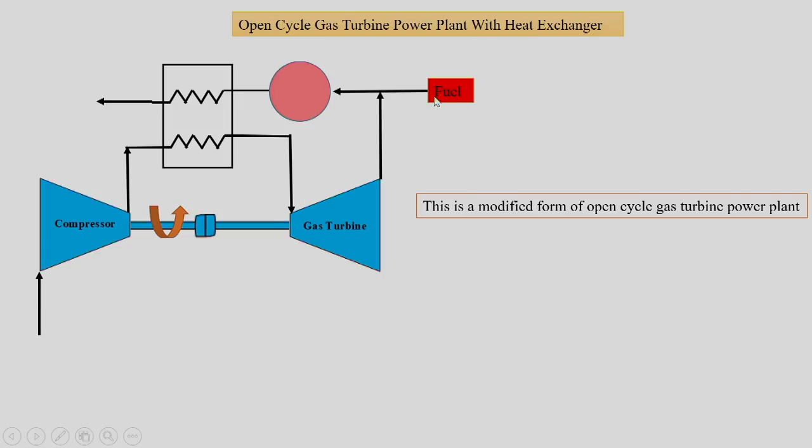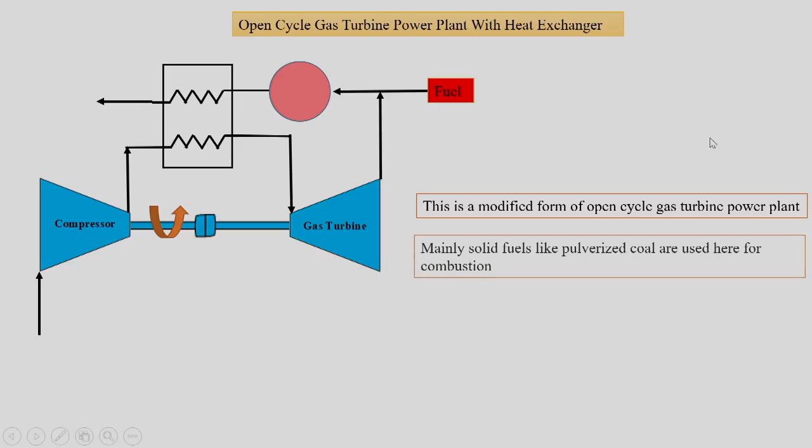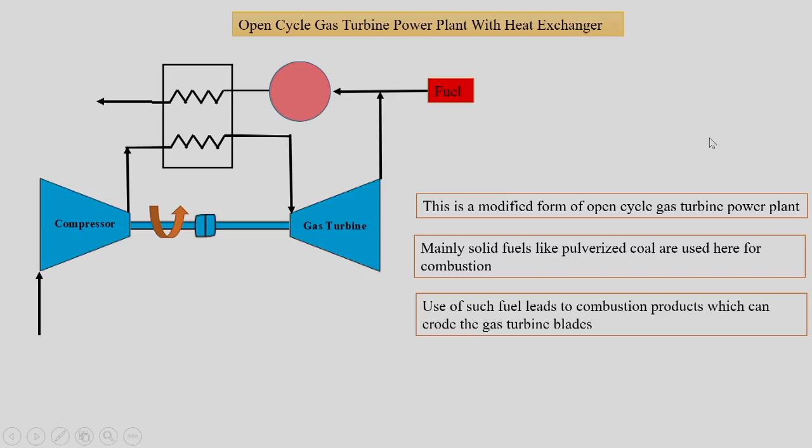So here we can use fuel of our choice, burn it and then pass it through the heat exchanger so that heat transfer can take place. This is a modified version of open cycle gas turbine power plant. Examples of fuel which we can use, like pulverized coal.